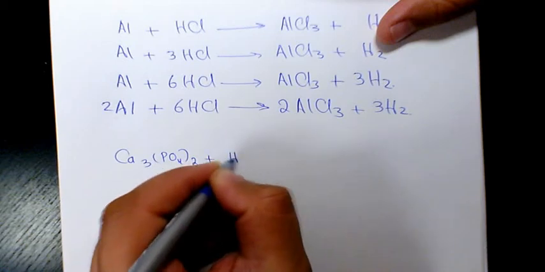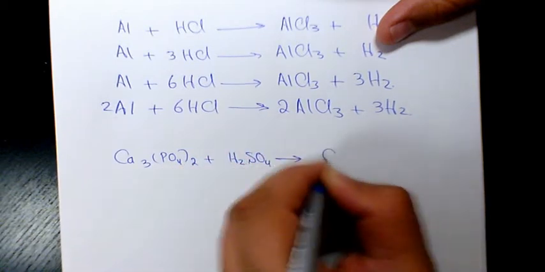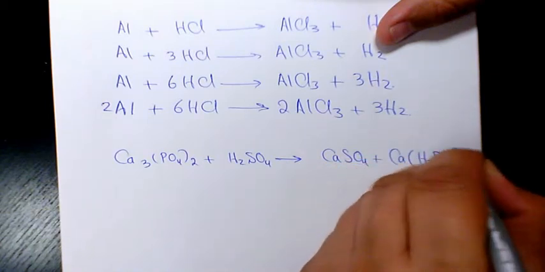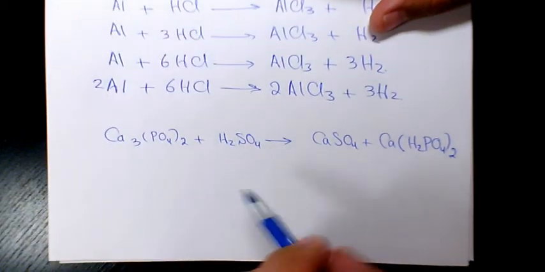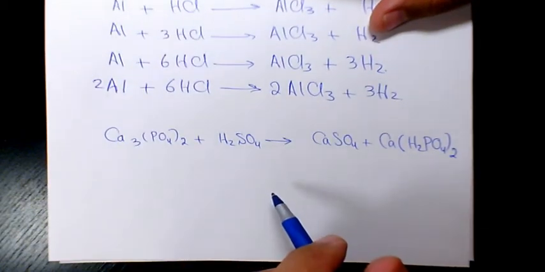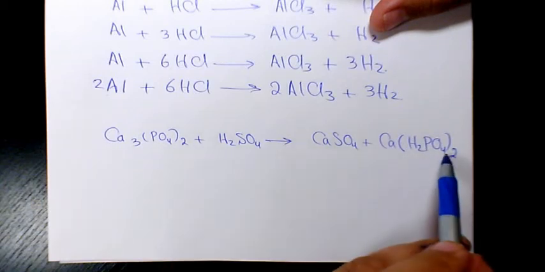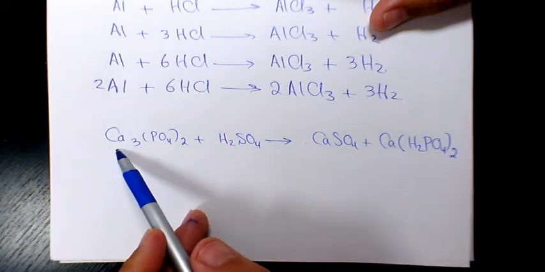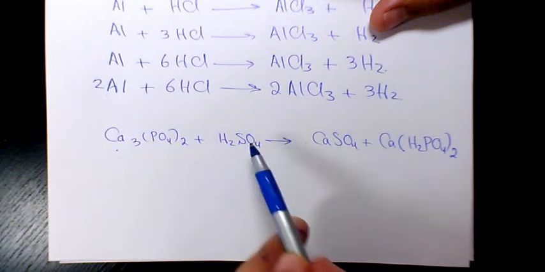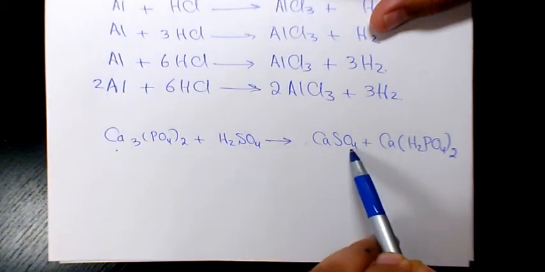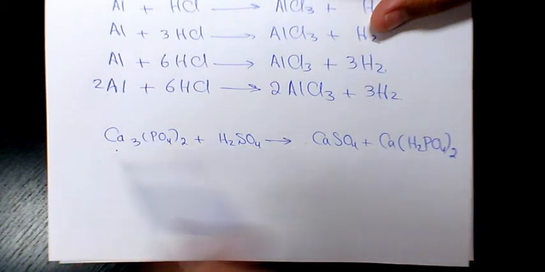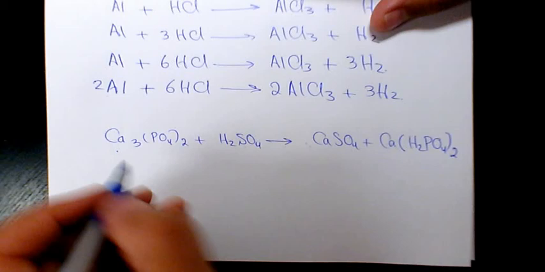Next one. Calcium phosphate, Ca3(PO4)2 plus H2SO4 gives CaSO4 plus Ca(H2PO4)2. I start with phosphorus. On both sides we have 2 of them. Calcium 1, 2, and here we have 3. What about sulfate? Sulfate we have 1, and here we have 1. So I need to put this one. If I put 2 in here, I need to change this one. So I'm gonna change this one to 2 and this one to 2.